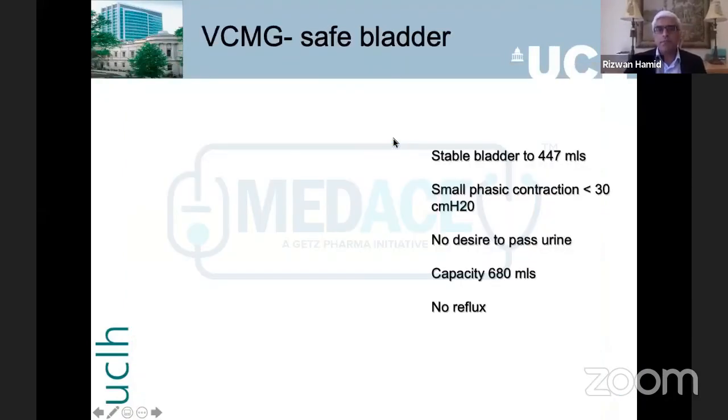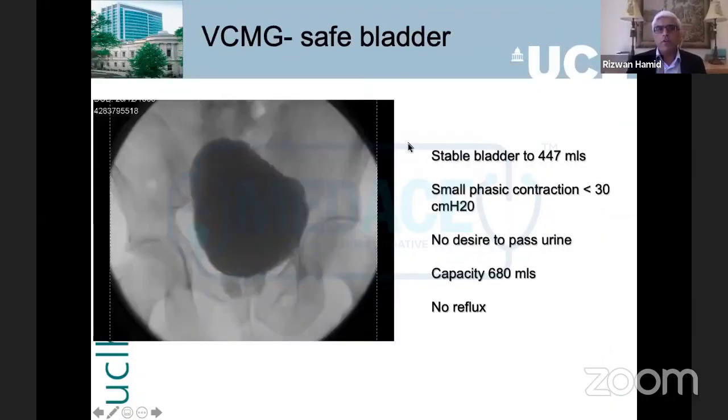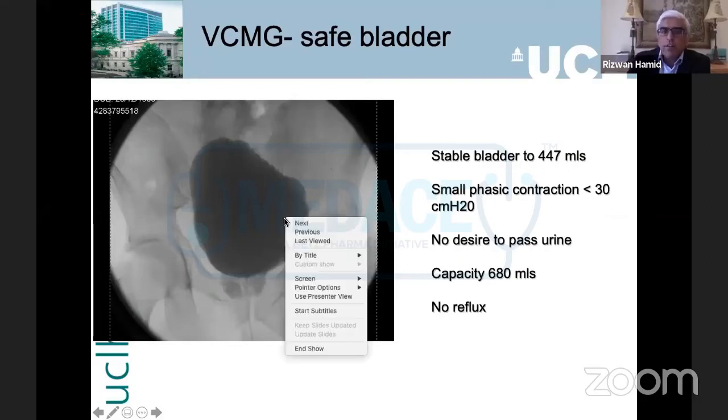And this is the urodynamics after. So I think probably we'll agree that we have achieved our objective. It's a reasonably shaped bladder. Not much is happening here. Filled up to 440. Capacity is about 600. There's no reflux. So I think we have achieved our objective.